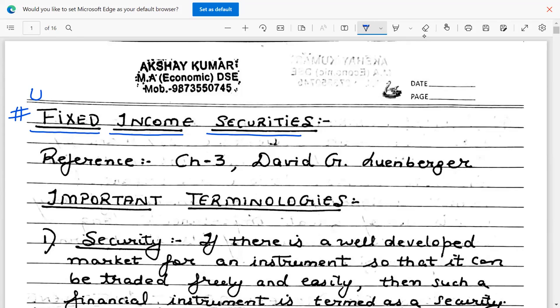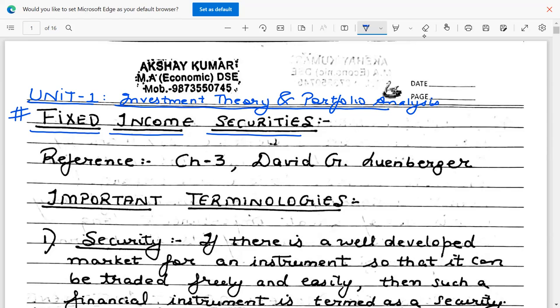Formally, this is the first topic we do within our lectures on unit one, which is investment theory and portfolio analysis. This is unit one for my course on financial economics, investment theory and portfolio analysis. And within unit one, this is the first topic we do, which is fixed income securities. Formally, this is chapter three of the book Investment Science by David G. Luenberger.